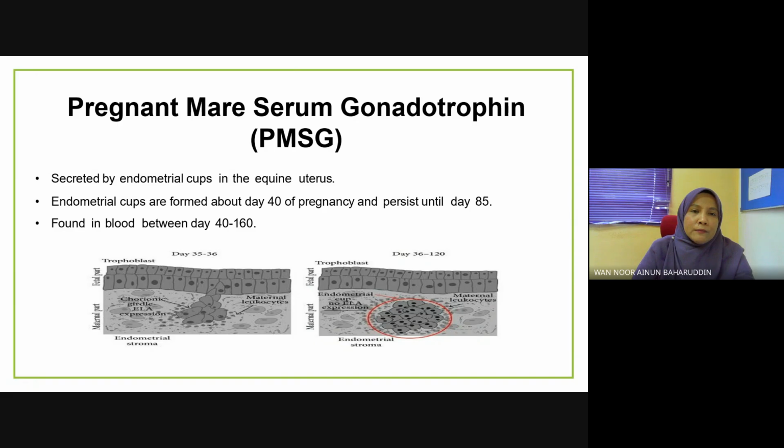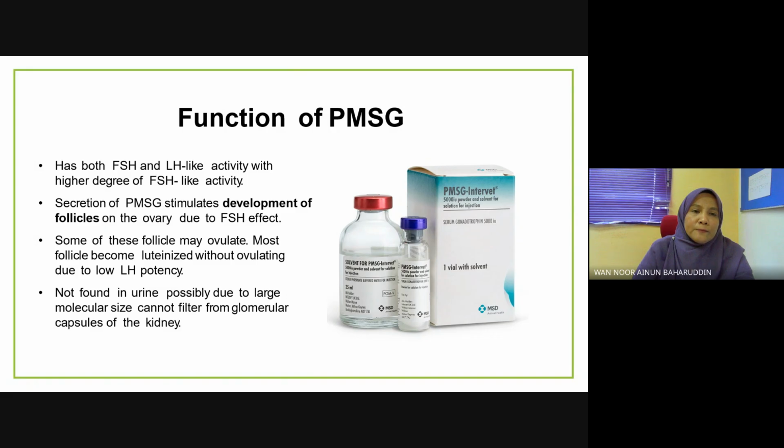Okay, then we do have pregnant mare serum gonadotropin. Serum means the one that is present in the blood. The function of PMSG is to stimulate the development of follicles in the ovary due to FSH effects. So some of the follicles may ovulate. Most follicles become luteinized without ovulating due to low LH potency. They have both FSH and LH-like activity, with a higher degree of FSH-like activity.